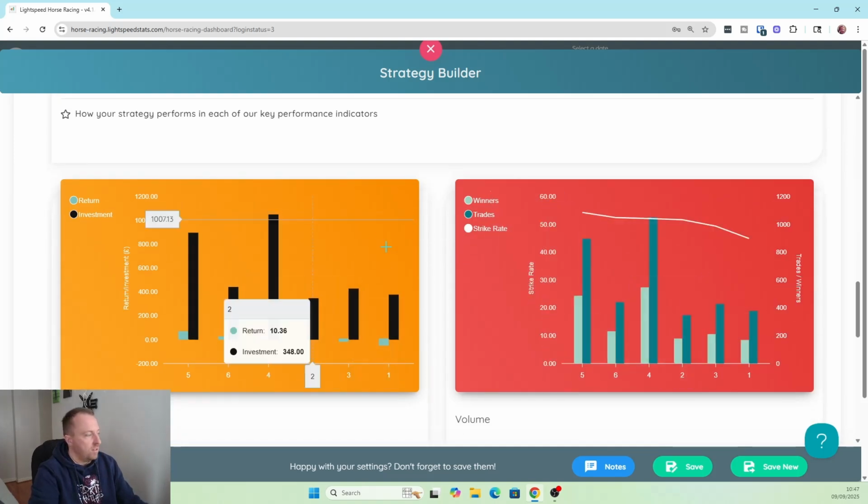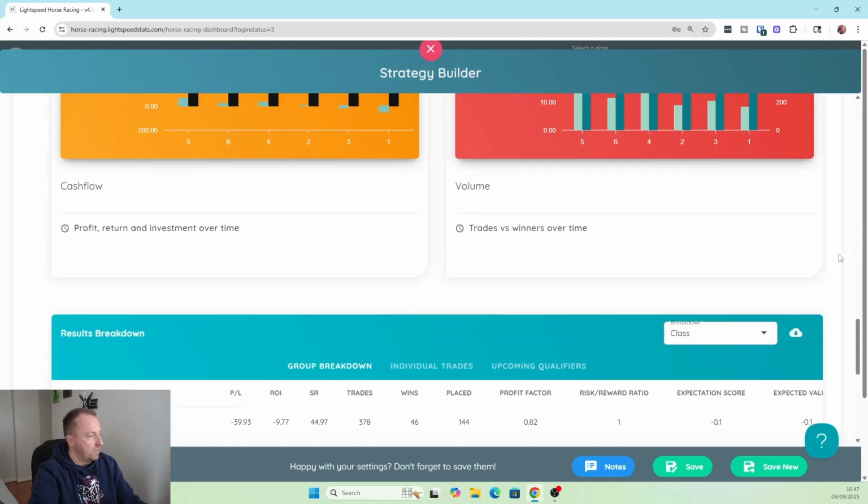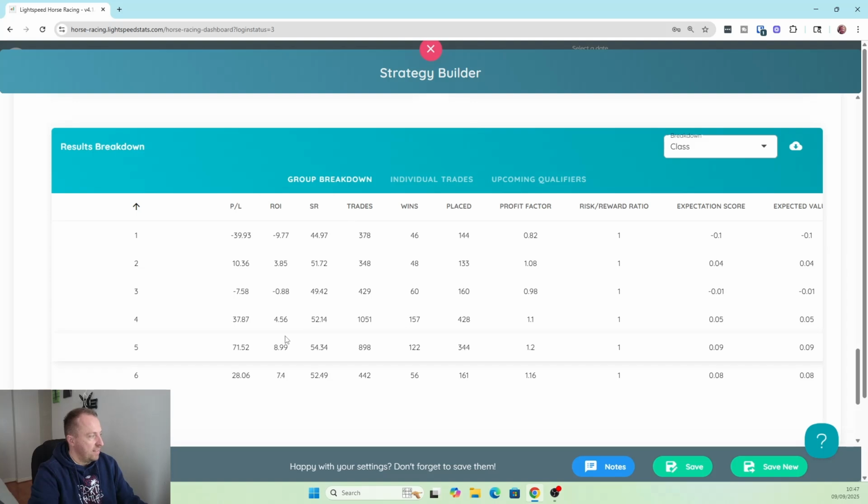You can see the little table of class here. We're going to go down and have a look at the results because it's interesting. So, class 1, this first column here, minus 39.93 points, 378 trades. Not a huge amount of trades, but enough for us to think, well, this obviously isn't particularly profitable, okay?